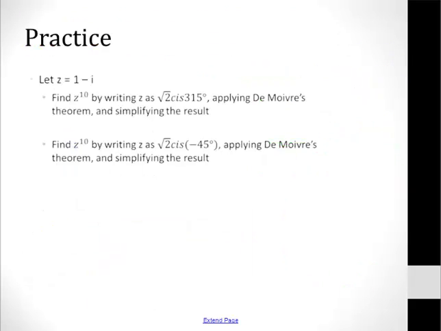So let's take a look at this. I want to find z to the 10th, but I want to look at it two ways. I want to look at it as square root of 2 being my radius and my angle being 315, and as square root of 2 with my angle being negative 45. Then whatever we get, we're going to simplify the result. If we do it correctly, we should get the same thing for both of them. So square root of 2 cis 315. If I raise it to the 10th power, regardless of which problem I'm doing here, I should still get the same thing.